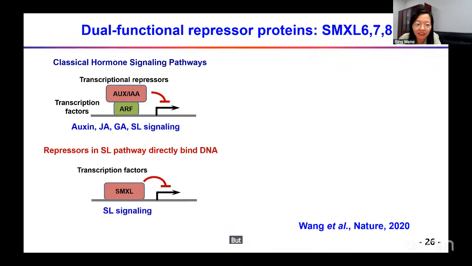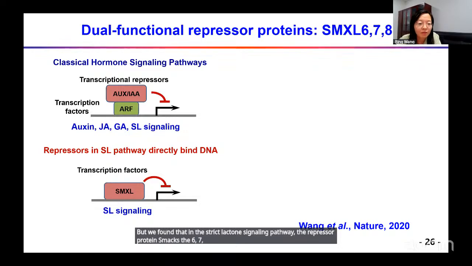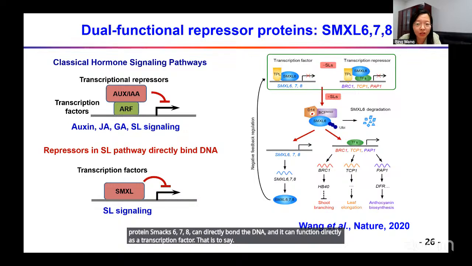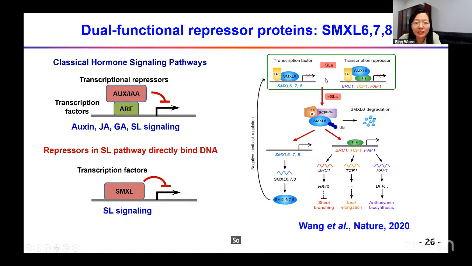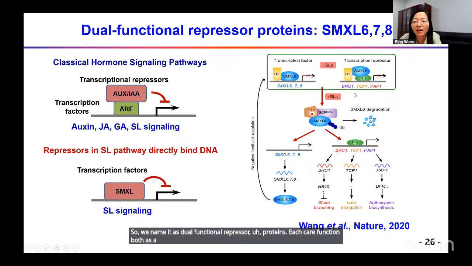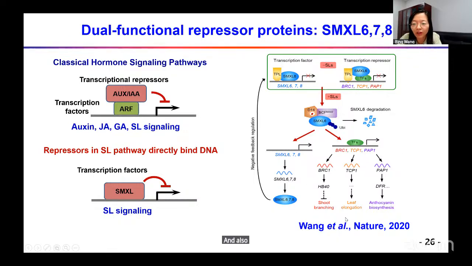But we found that in the strigolactone signaling pathway, the repressor protein SMAX6/7/8 can directly bind DNA, and it can function directly as a transcription factor. That is to say, it is itself the transcription factor. So we name it a dual-functional repressor protein. It can function both as a transcription factor and as a transcription repressor. These two functions can explain its role in signaling homeostasis and also its function in regulating development.